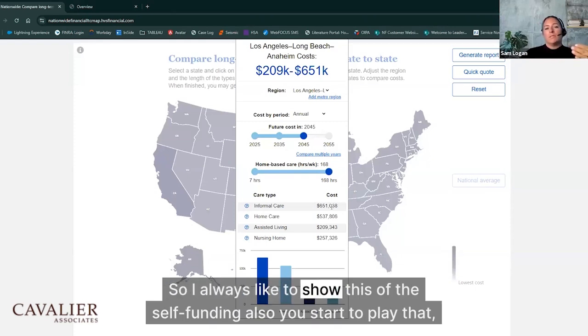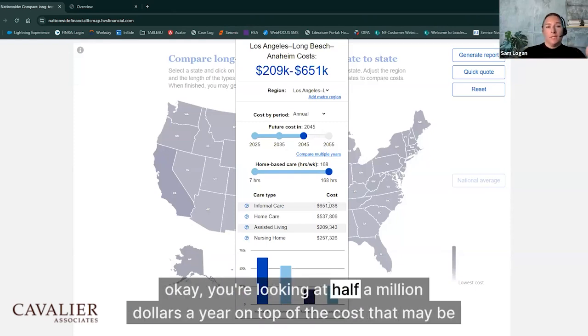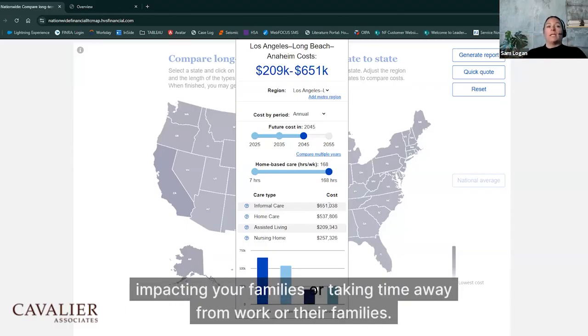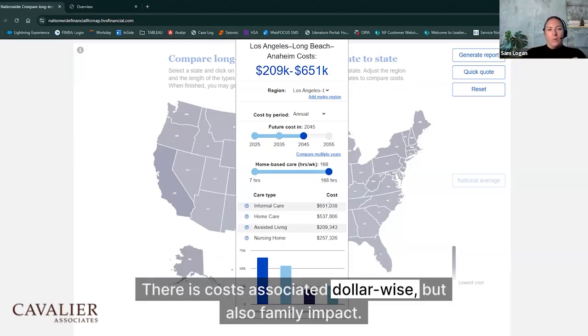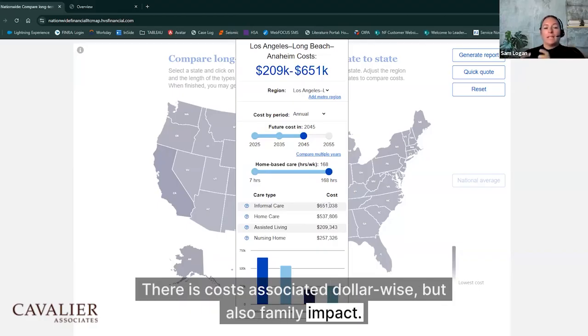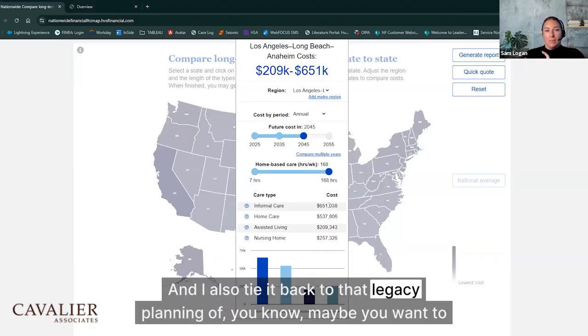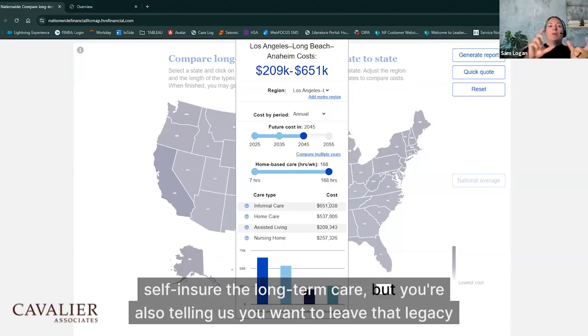So I always like to show this of the self-funding. Okay, you're looking at $500,000 a year on top of the cost that may be impacting your families or taking time away from work or their families. It brings it holistically around for the client to see that there are dollar costs, but also family impact. And I also tie it back to legacy planning: maybe you want to self-insure the long-term care, but you're also telling us you want to leave that legacy for the family member.